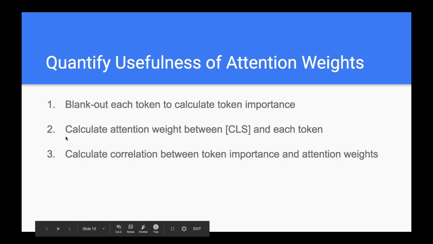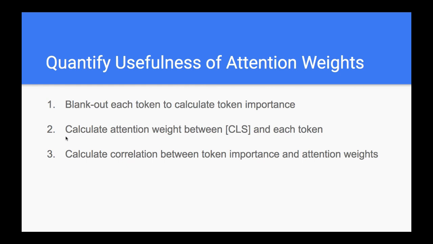To really quantify the usefulness of attention weights, this paper uses a very interesting way to do that. There are three steps. The first step is basically you need to calculate the importance of the token, to see if BERT actually pays more attention to the important tokens. So the first step is just to calculate the importance of the token. And how do they do that?